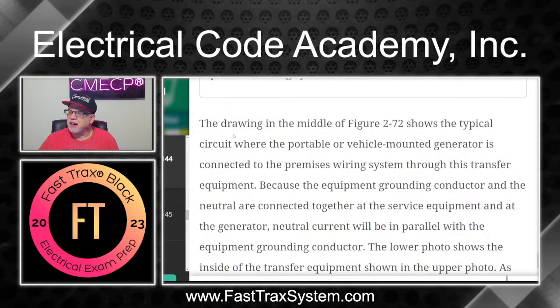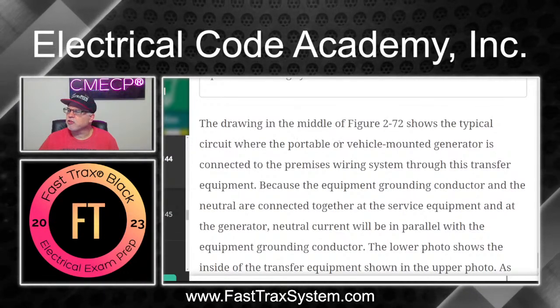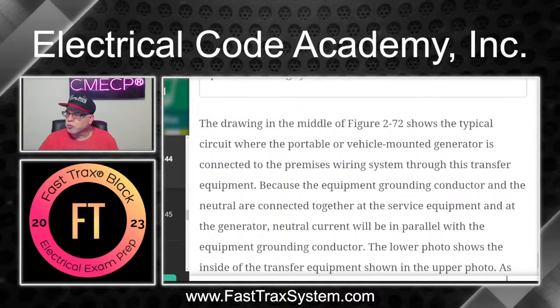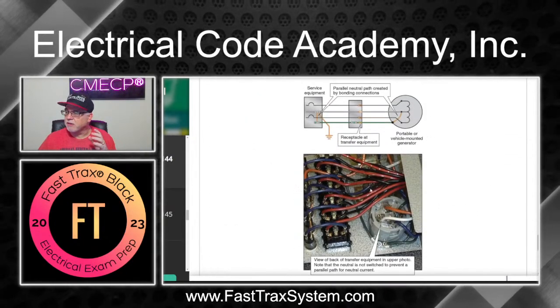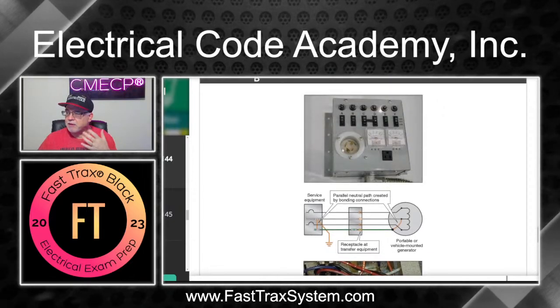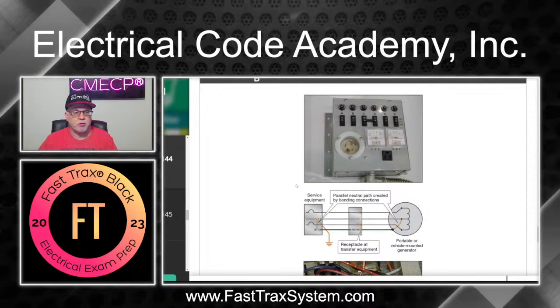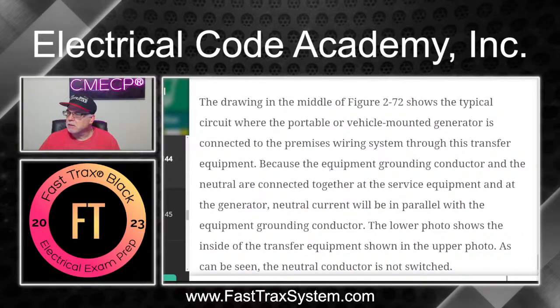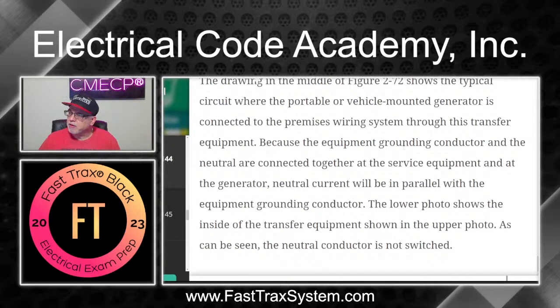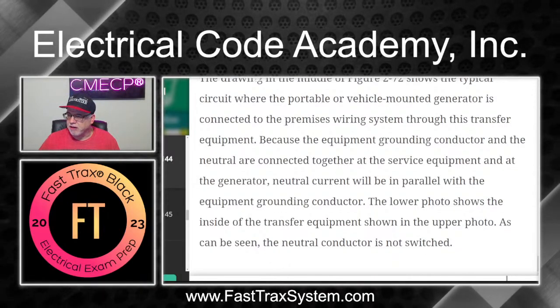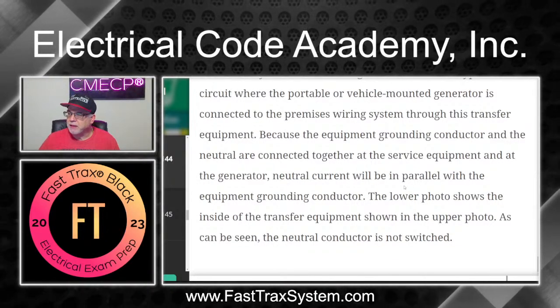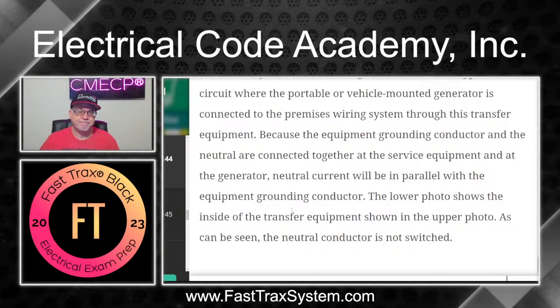All right, now, the drawing in the middle of figure 2-72 shows a typical circuit where the portable or vehicle-mounted generator is connected to the premise wiring through this transfer equipment, right? That's very typical. This right here is very common. People buy them every day of the week as transfer equipment, right? Because the equipment grounding conductor and the neutral are connected together at the service and at the generator, neutral current will be in parallel with the equipment grounding conductor. Okay?